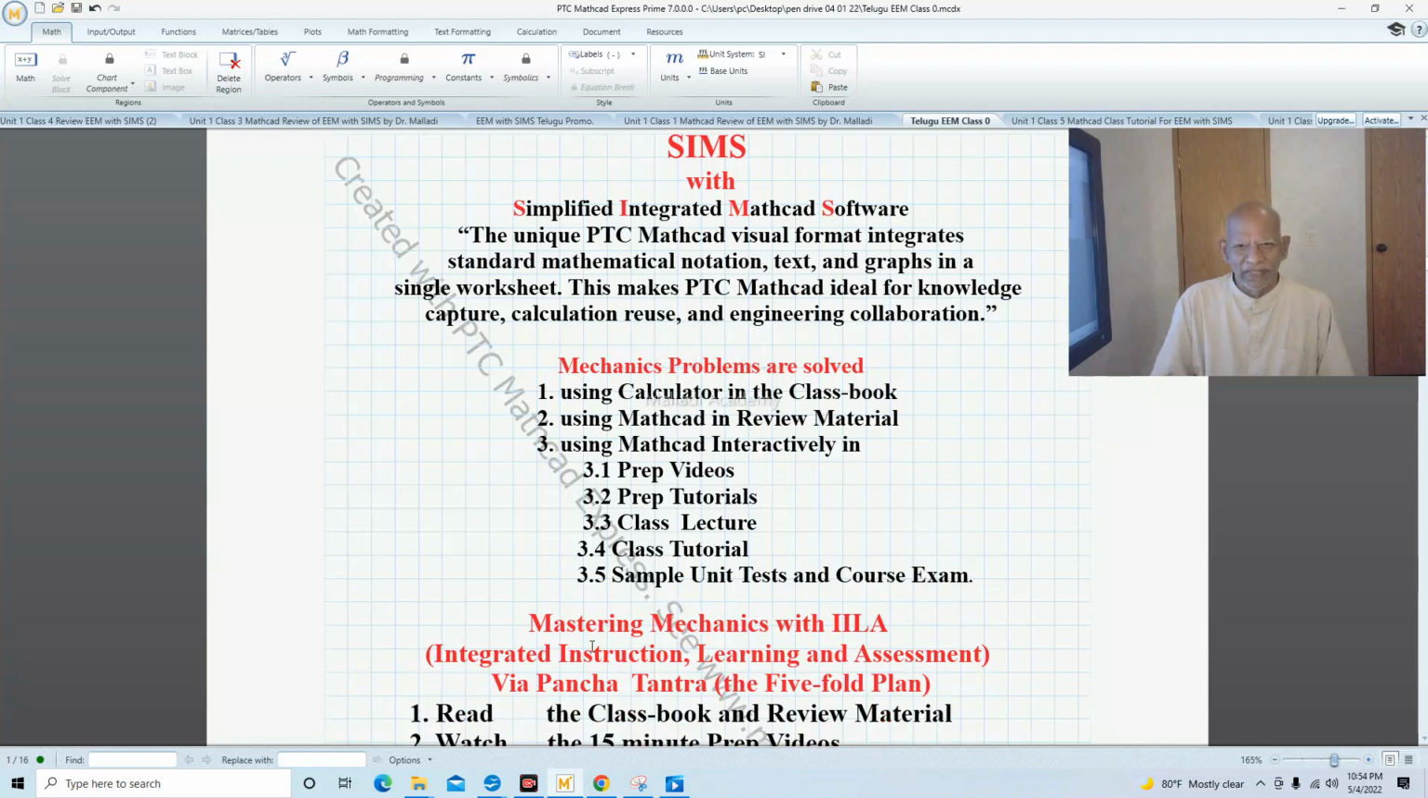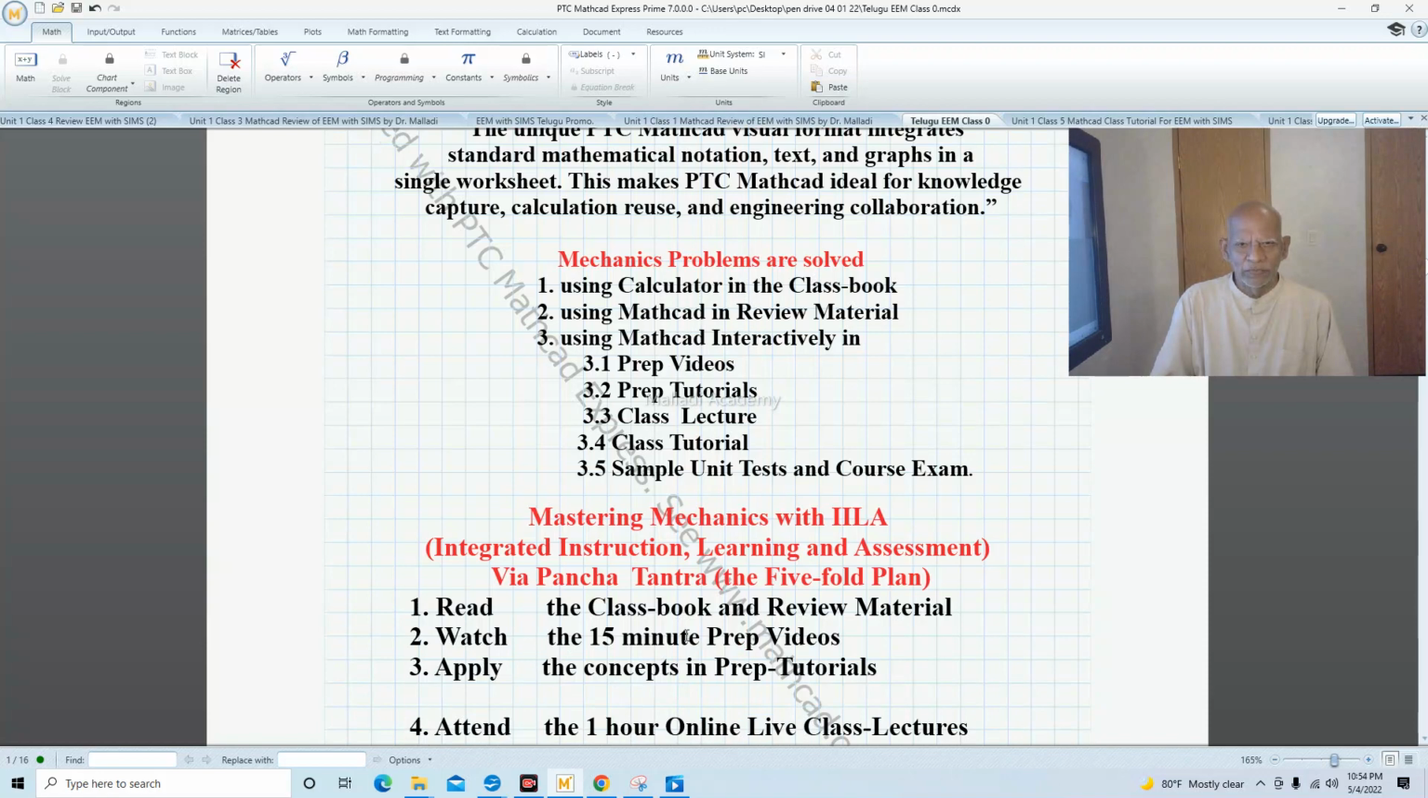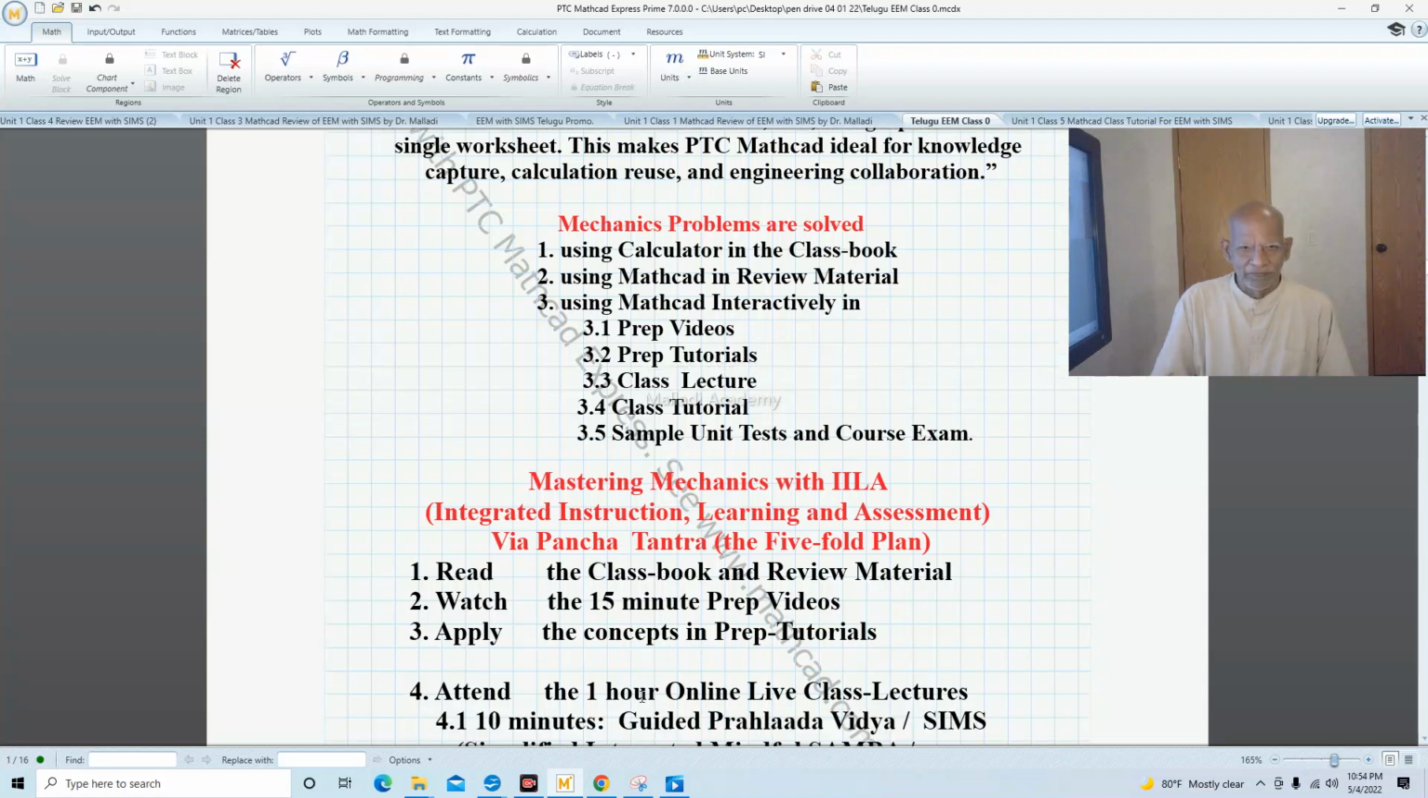Mastering mechanics with ELA, that is integrated instruction, learning and assessment via Panchatantra, the five-fold plan, is: 1. Read the class book and review material, about 4 pages per class. 2. Watch the 15-minute prep video. 3. Apply the concepts in prep tutorials. 4. Attend the 1-hour online live class lectures, which will start mostly in July or August.